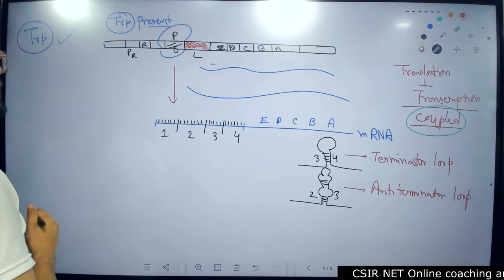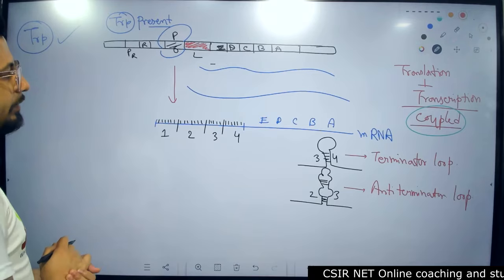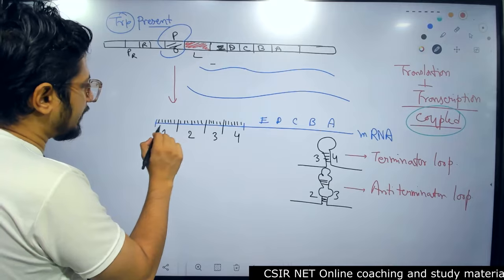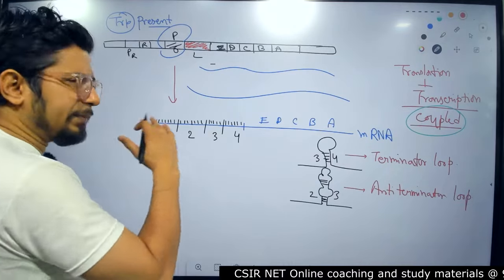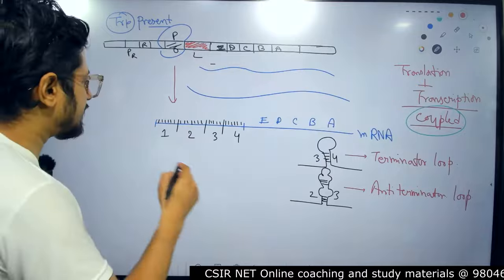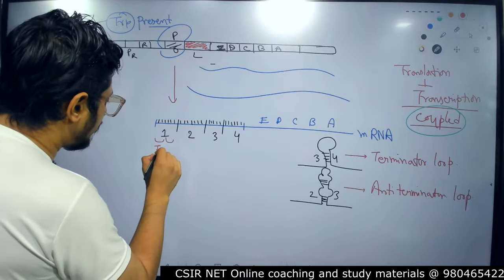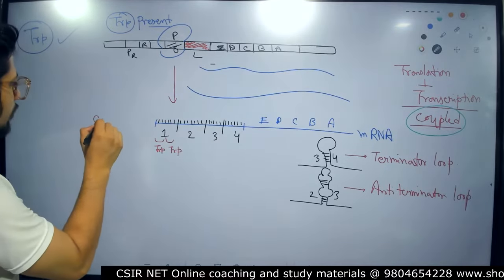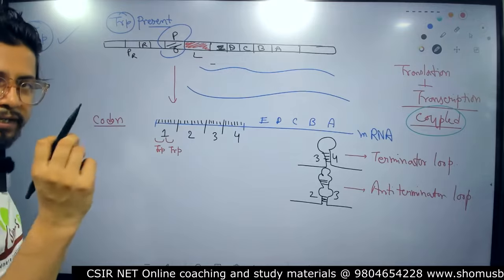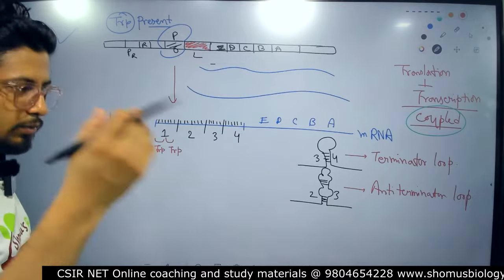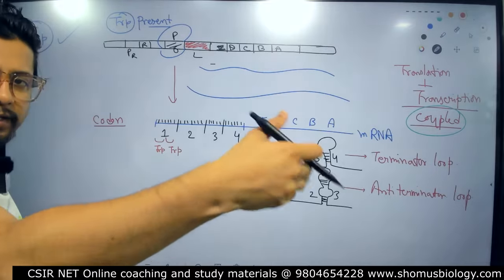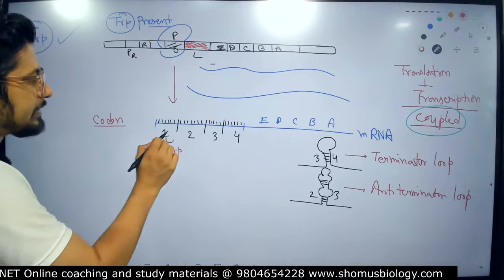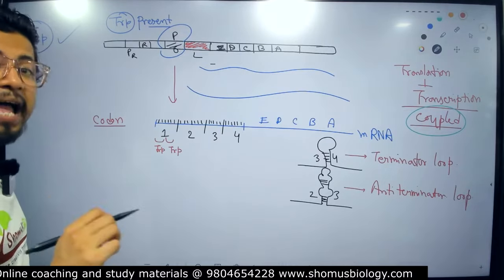Now the question is, if tryptophan is already present in the environment, what happens? Here we have this 1 and 2. This first sequence is a place where a stretch of nucleotides is present, and two codons for tryptophan are there. Two codons of tryptophan are present in this mRNA. So remember the codon. What is a codon? A triplet, 3 nucleotides together, like AUG is a start codon, UGA is a stop codon, and other 3-letter codes code for different amino acids. So two codons are present in sequence number 1, and they code for the amino acid tryptophan.